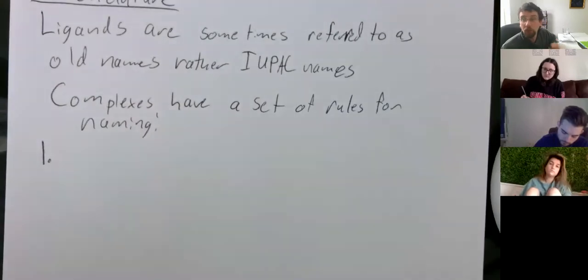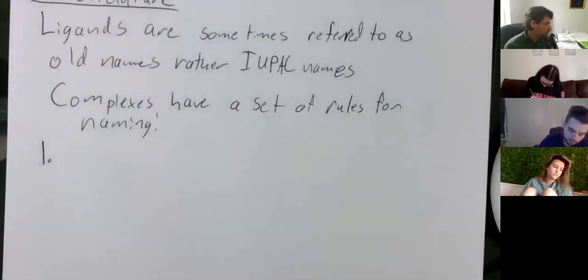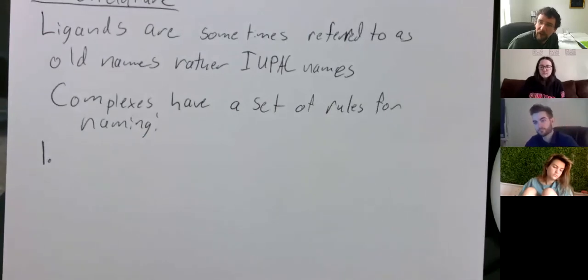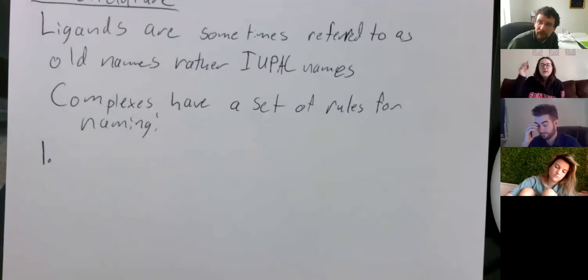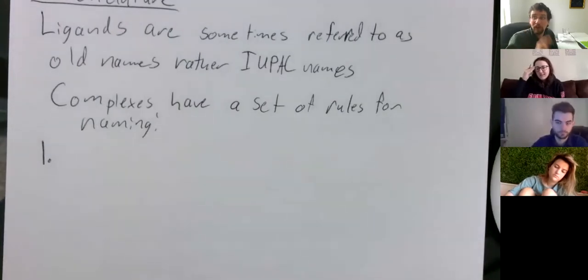The first rule, which goes against what you learned in general chemistry: how did you name inorganic compounds? What are some general rules that you followed? You go by how long the chain is, the longest chain. That's for organic compounds. I meant inorganic. I'm sorry.